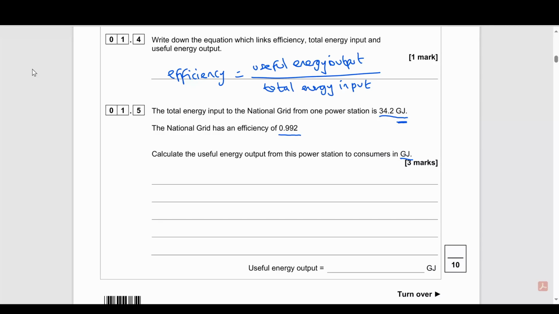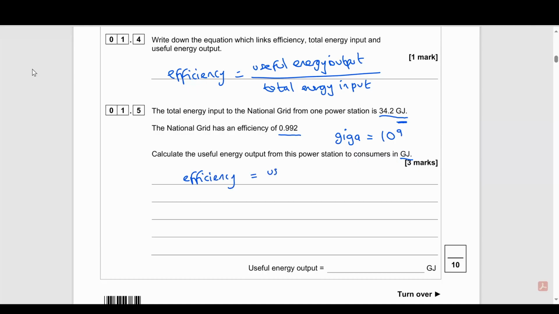But the next thing that we have to know is, what is this unit gigajoules? So the prefix of giga. Well, giga is equal to 10 to the power of 9. So that means if I've got 1 gigajoule, that is equal to 1 times 10 to the power of 9 joules.